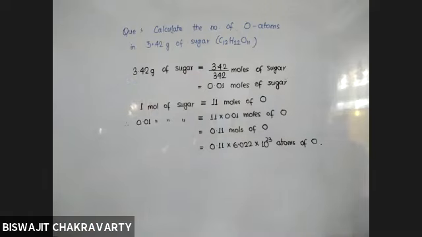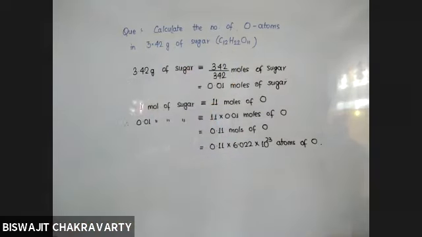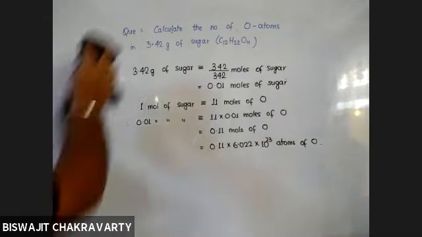Okay, same. If the question had been asked for carbon, then what would I have done? It will not be the same. How can it be the same? For carbon, the value will change. Sir, 12 into 0.01 moles. It is 12, so instead of 11, it will be 12. And had it been hydrogen, 22. 22 moles of hydrogen. Understood?